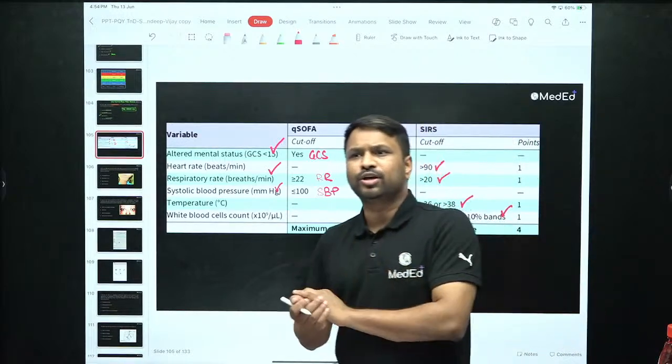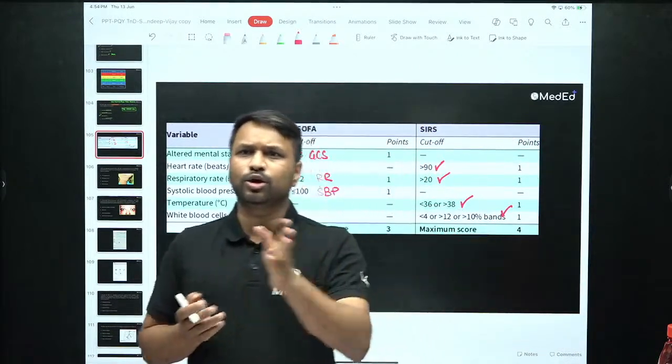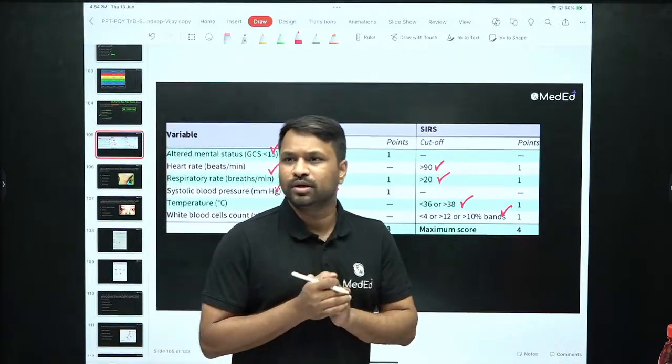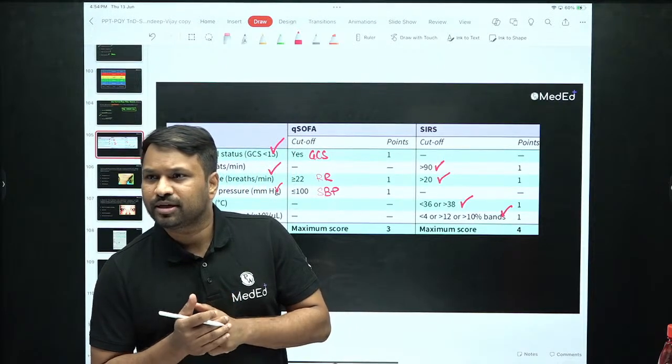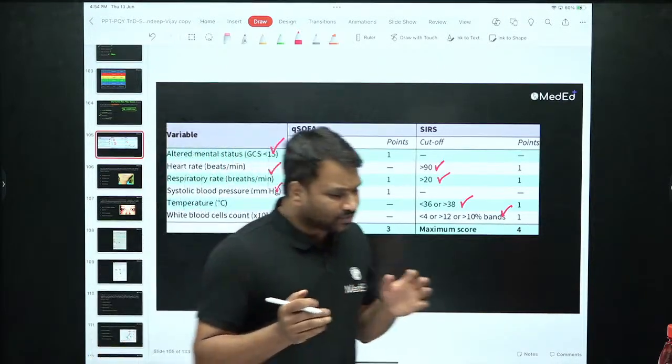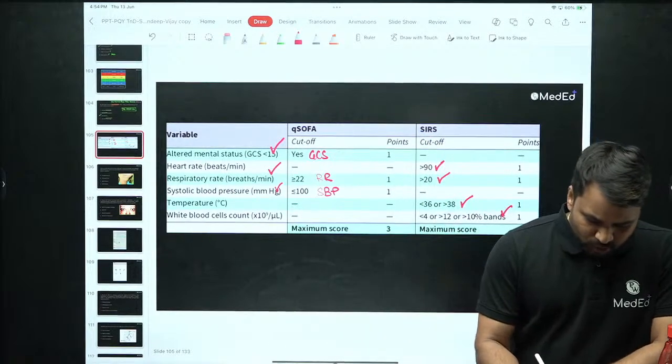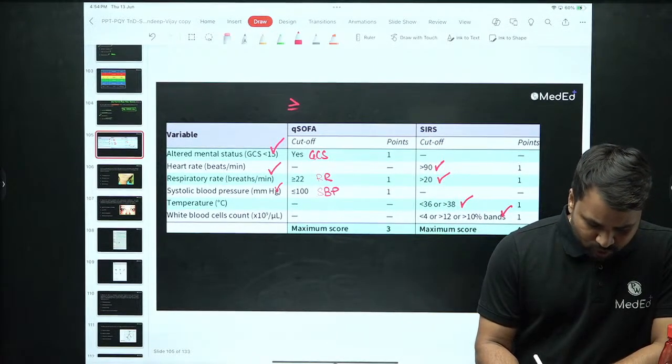Somebody has rightly pointed out that the revised trauma score and your q-SOFA have the same components. Very good. Always getting confused with the RR value of q-SOFA. But it's very simple, no? Remember, in q-SOFA, the respiratory rate should be more than or equal to 22.